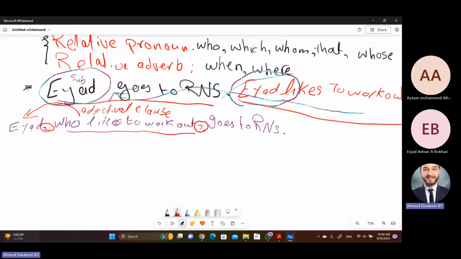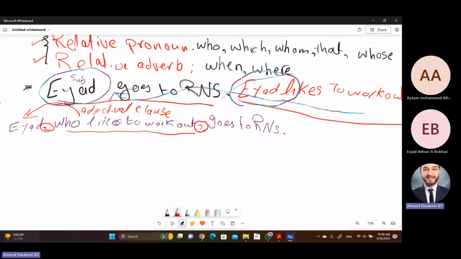So simply, I'm going to have a noun and a clause that begins with either a relative pronoun or a relative adverb in order to describe it. And in this case, this clause would be called an adjectival clause. Easy.